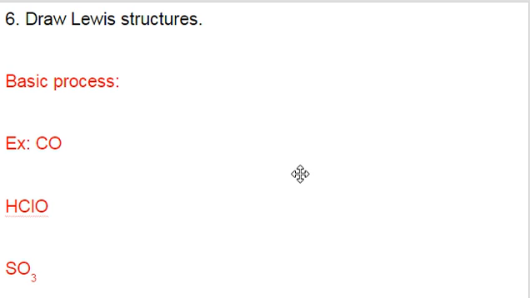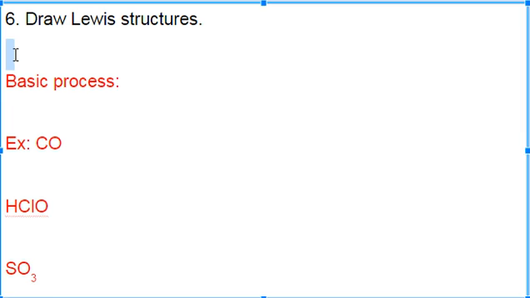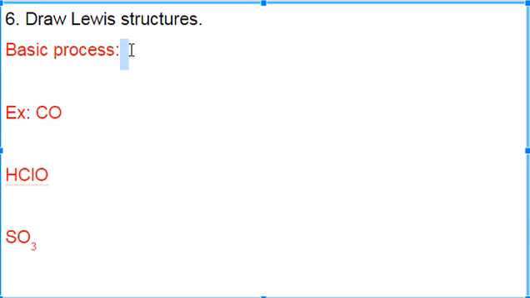Objective 6, draw Lewis structures. So before we draw the Lewis structures, just a review of the basic process. Add up all electrons. That's valence electrons, of course.